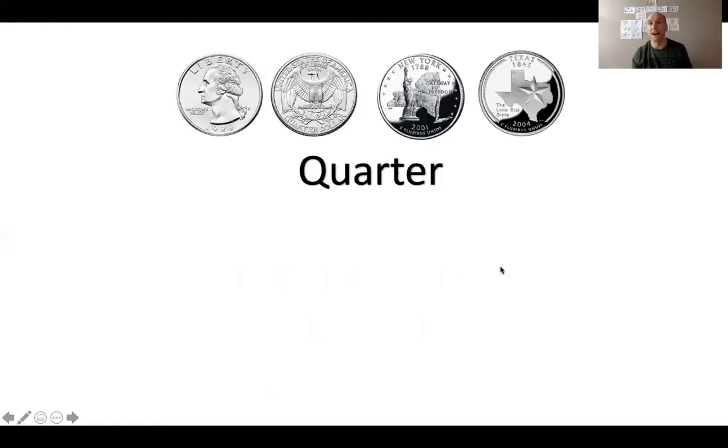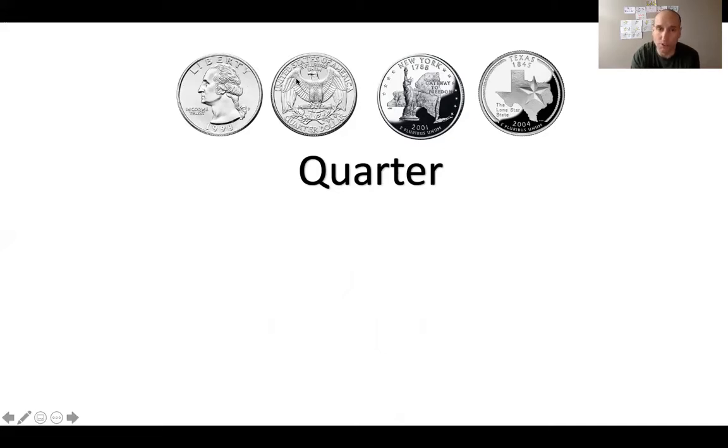Next one. Now we're getting into the quarter, boys and girls. So a quarter is going to be worth 25 cents. Silver also. It's going to be bigger than your nickels, and it's going to be bigger than your dimes. And on the quarter, you have George Washington. Now, on the back of the quarter, it's going to be a little bit different.